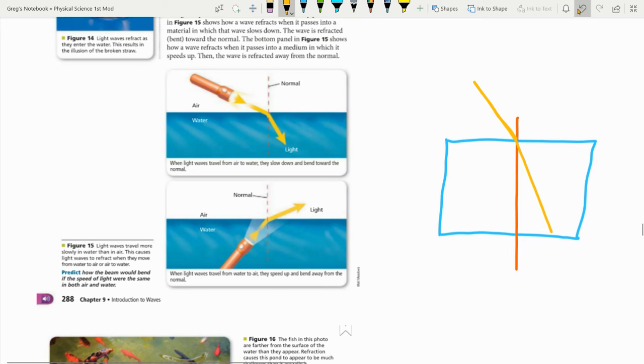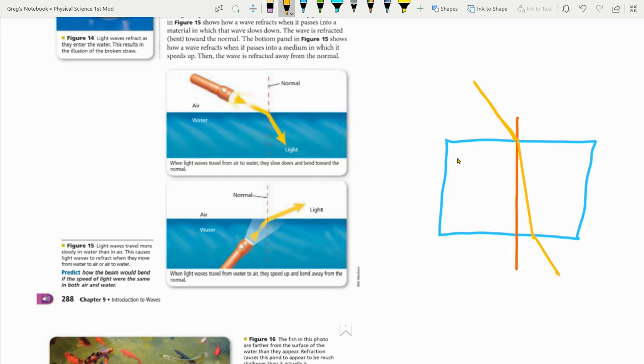Let me try to make this even more so. Let's try this again. Again, I'm trying to use a straight edge, so it's a little bit strange here. There. Now it's bending towards the normal. When it exits this piece of glass, as you can see right here, it bends back away from the normal. So when it comes to right here, it's going to now bend away from the normal again and go more perhaps the way it originally entered.